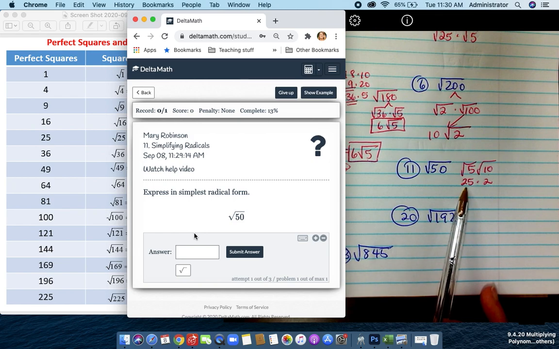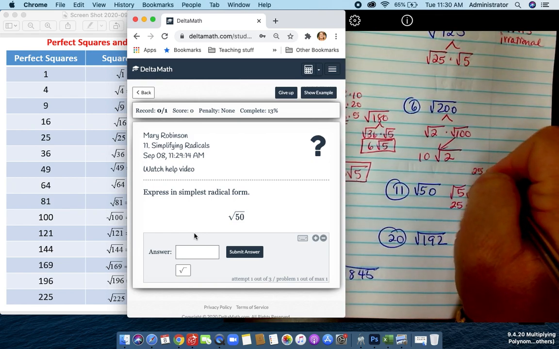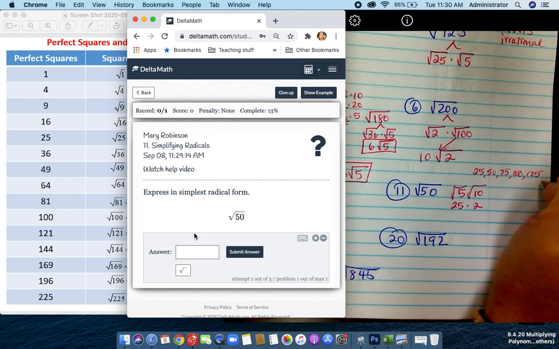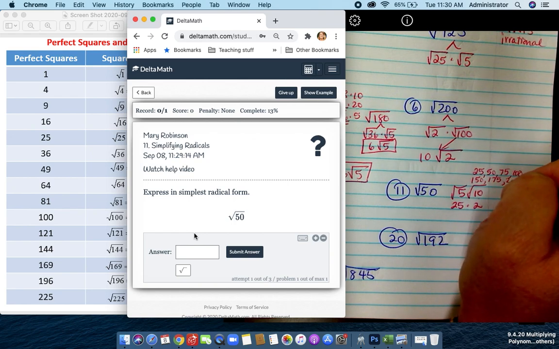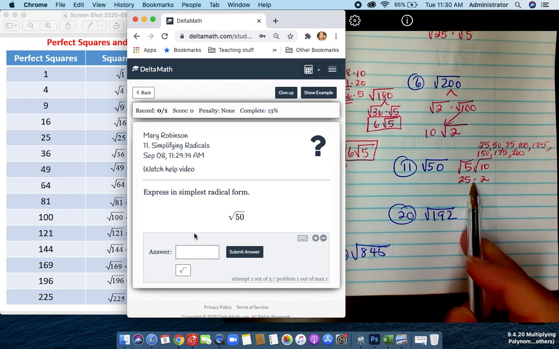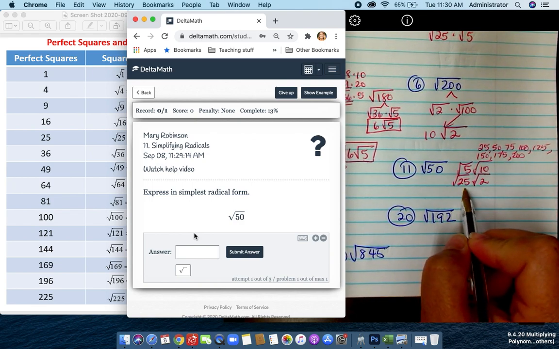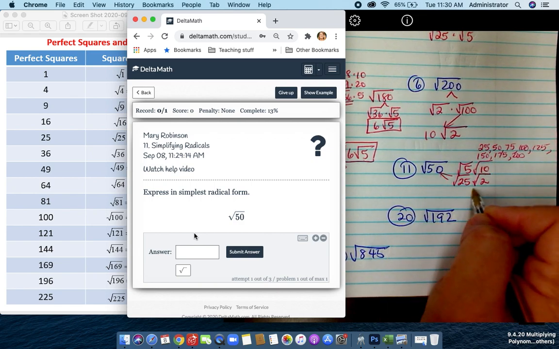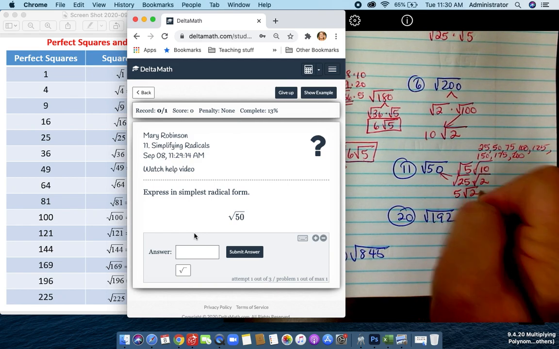So if you think about multiples of 25, we've got 25, 50, 75, 100, 125. Think about money, right? 150, 175, etc. Any of these numbers here are going to be divisible by 25. And that is a large perfect square factor. So if I break this down into the square root of 25 times the square root of 2, then the square root of 25 gives me 5 square roots of 2.